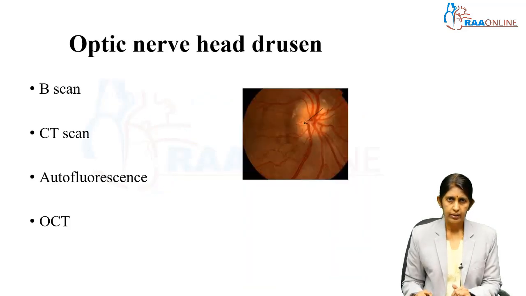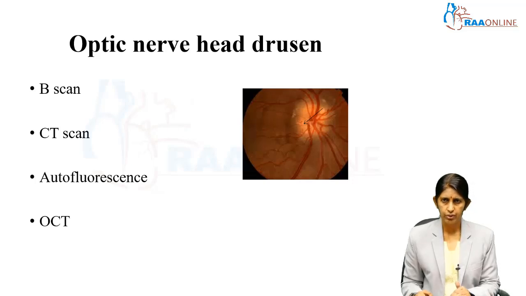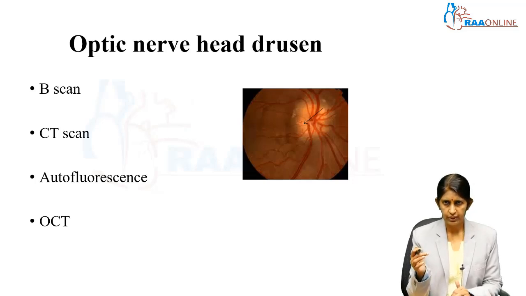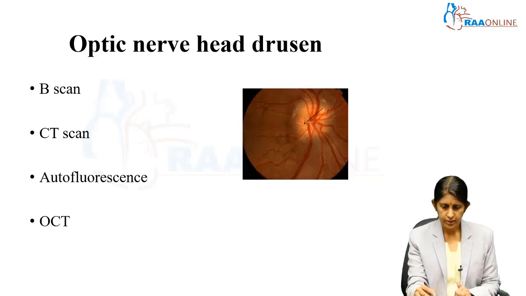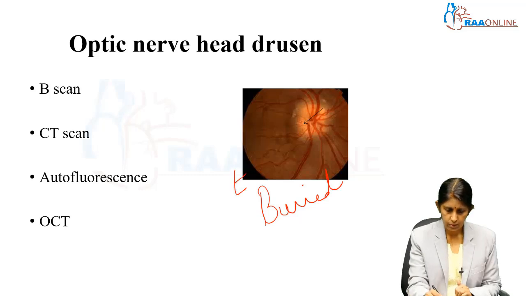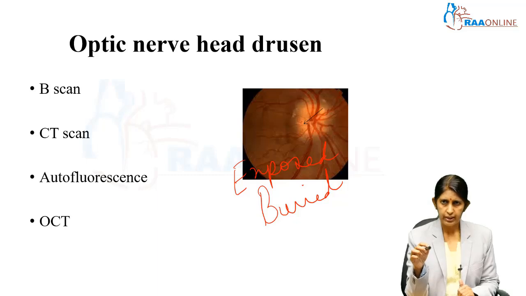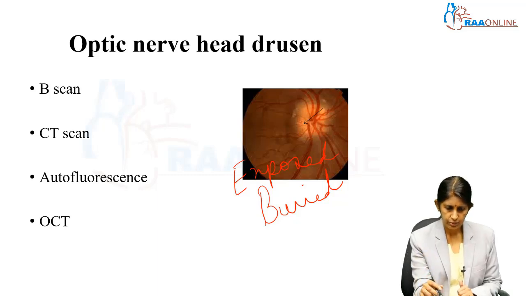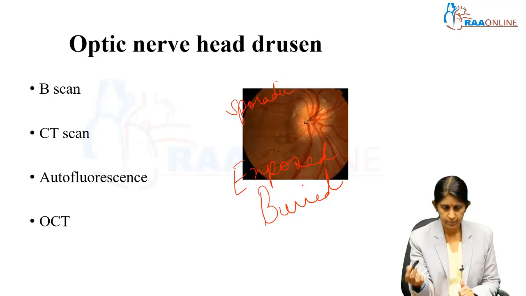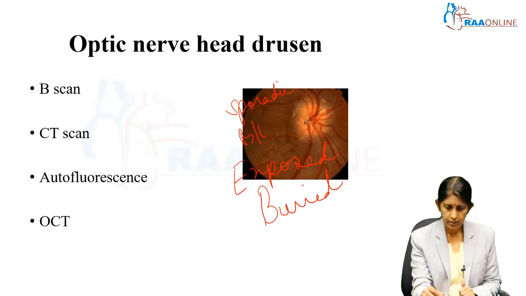Another very important differential diagnosis for pseudo-disc edema is optic nerve head drusen. As you can see here in this photograph, there is a blurring-like appearance of the disc margin. There are two types of drusen for us to know. That is, you can have what you call a buried drusen, or a more commonly seen drusen, which is called an exposed drusen. Usually drusen is sporadic, but it can be of autosomal dominant inheritance, and it can be bilateral or unilateral.